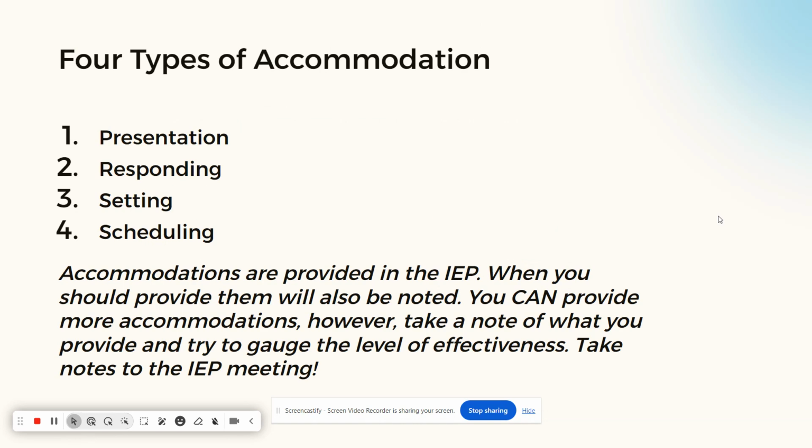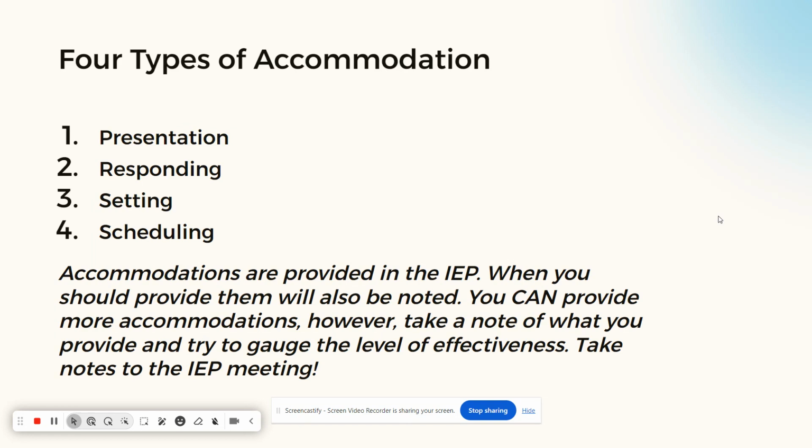So number one, presentation. That is an accommodation on how they receive the information, so whether it's verbally, visually, or any other mode of presentation. The next type of accommodation is in how students respond, so that's how they're going to show what they know.